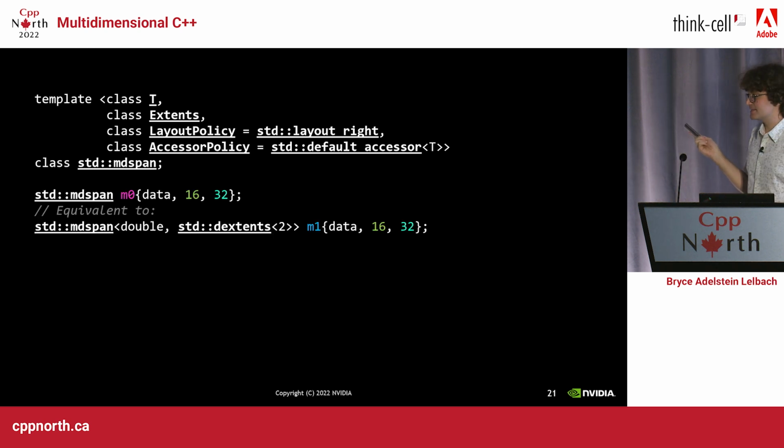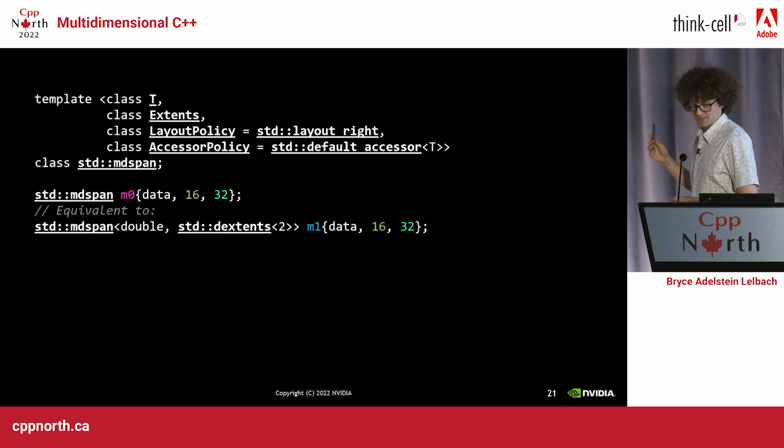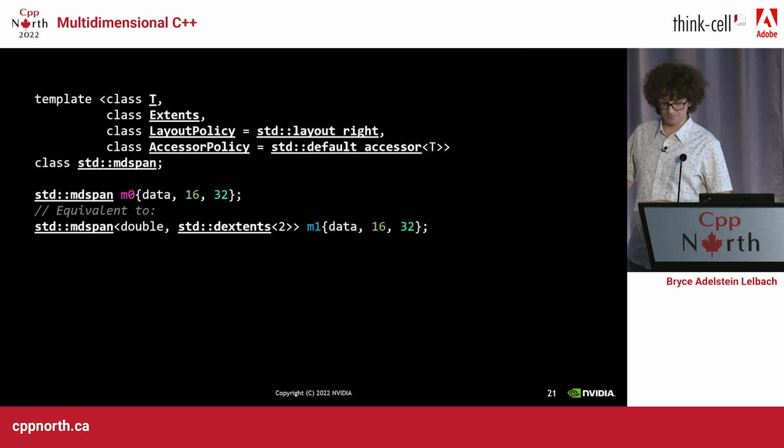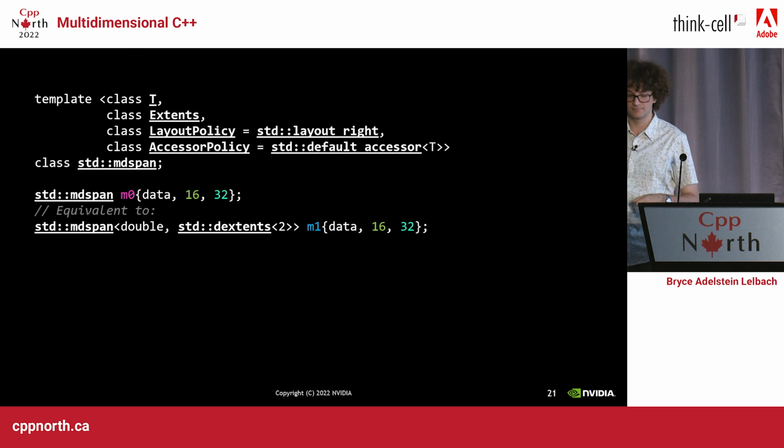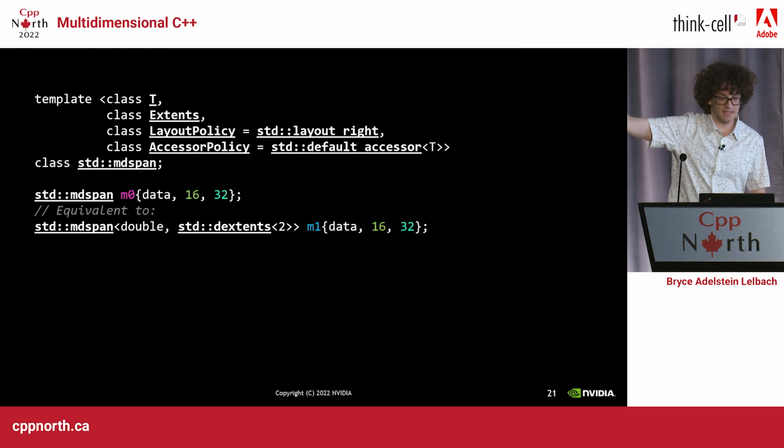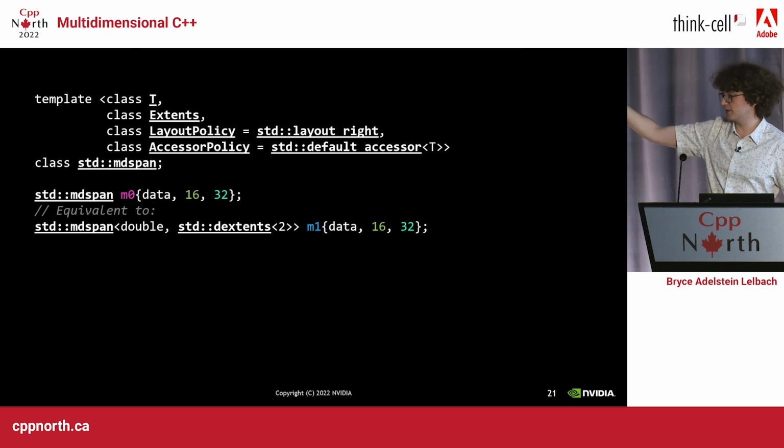So mdspans of all dynamic extents have a pretty simple syntax. With that class template argument deduction feature that I told you about, you can construct one without specifying any template parameters. And if you do need to spell the type out, it's still pretty concise if you use that dextents alias. So in this example here, M0 is the CTAD'd one that doesn't specify its template arguments, and M1 is the equivalent one that uses that helpful dextents alias.